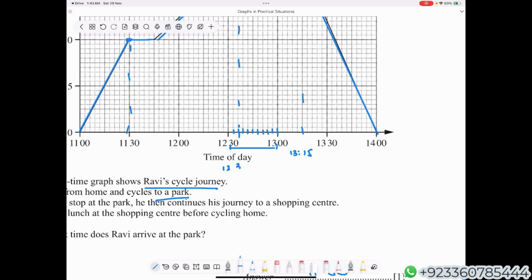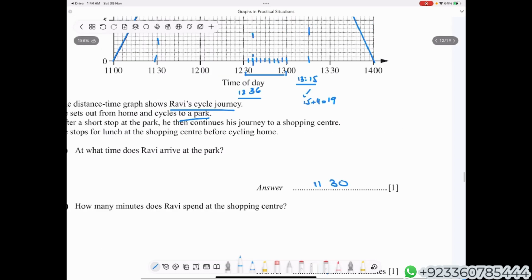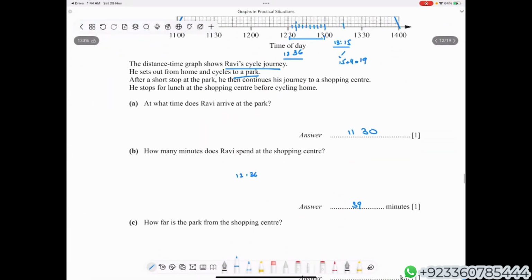So this will be 12:36. So he started at 12:36 and he stayed till 13:15. So 15 minutes come from here. Or if I add 4 to this, it is going to be 19, and this makes it 39 minutes. So the answer is 39. How did I do this? I basically want to find the time from 12:36 to 1:15. Try this on your own.